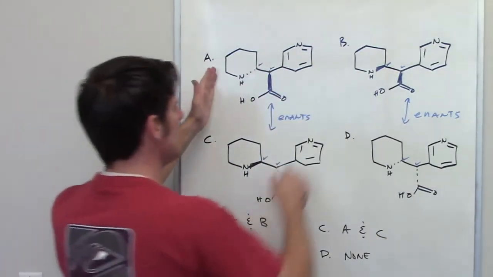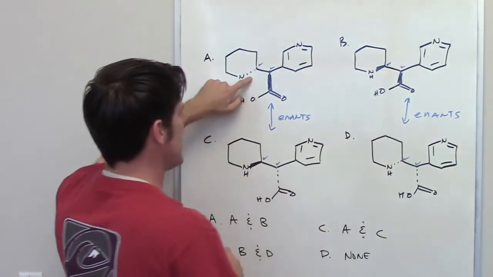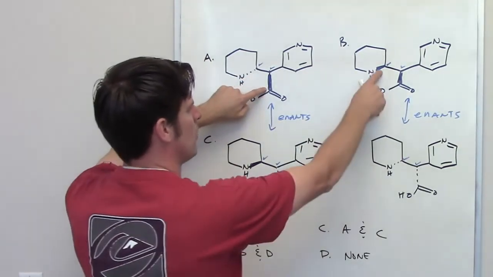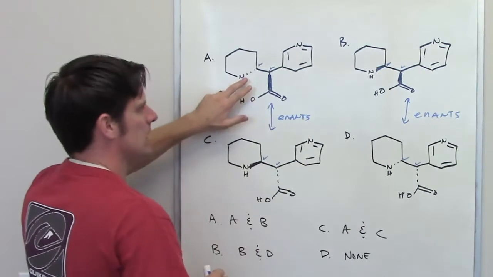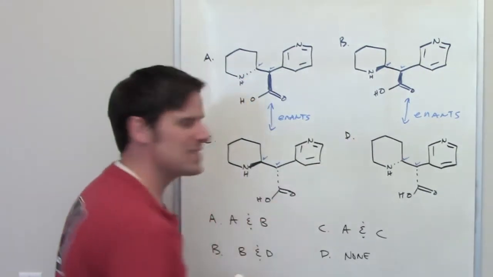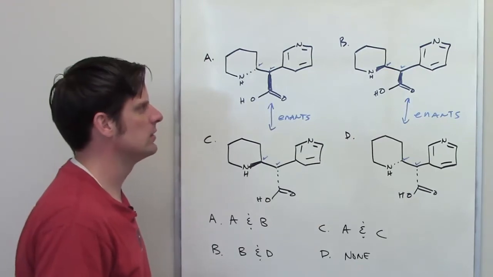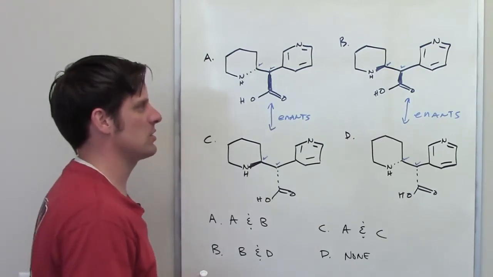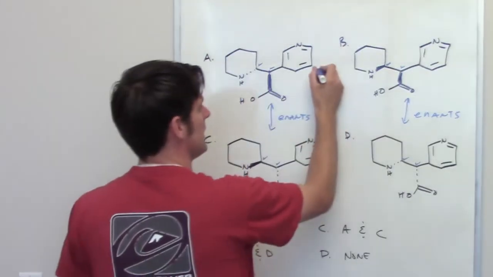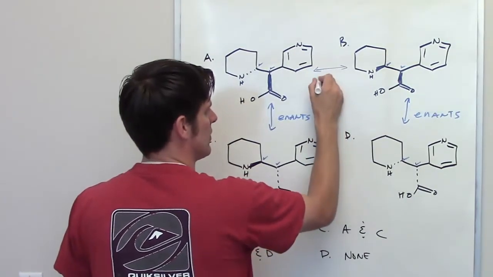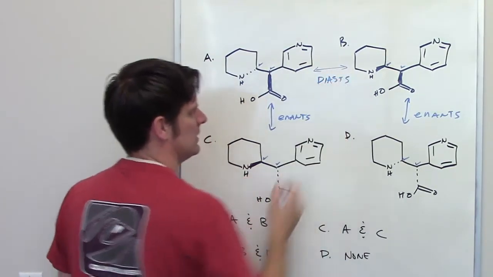Well, okay, A and B. I've got a dash here and a wedge here, and I've got a wedge and a wedge. A dash and a wedge and a wedge and a wedge. Are those exact opposites of each other? No, they aren't. They're somewhere in between, which means that A and B are diastereomers of each other. I'll go ahead and write diasts.